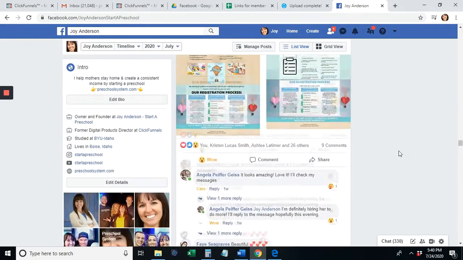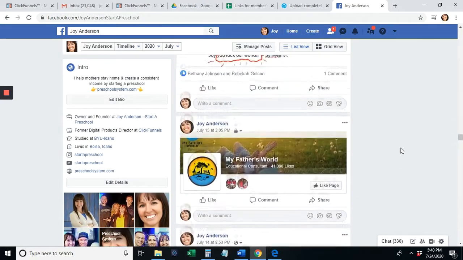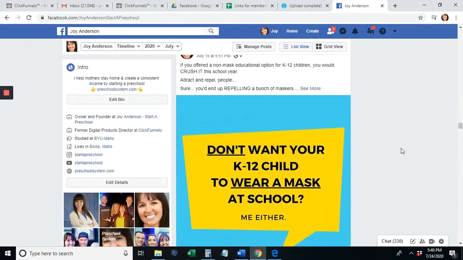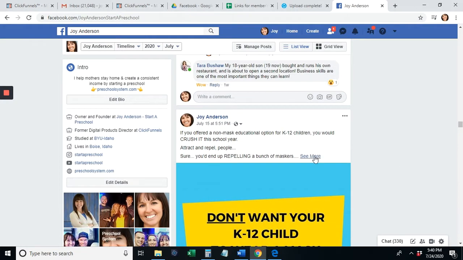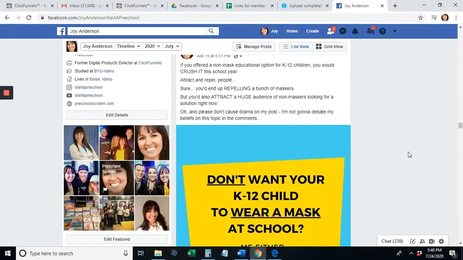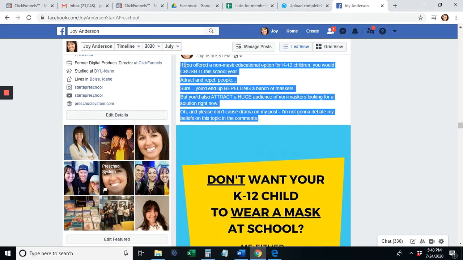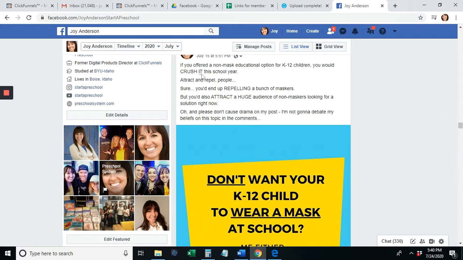I learned this trick, and I'm trying to see, when did this start? Okay, right here. This is literally when things started changing. I was being very intentional with what I was posting. This one was pretty much calling for a little bit of emotion. I'm literally saying, hey, if you offered a non-mask educational option for K-12 children, you would crush it. Attract and repel people. Yeah, you'd end up repelling a bunch of maskers, but you'd attract a huge audience of non-maskers, blah, blah, blah. Hey, I don't want drama, you know?